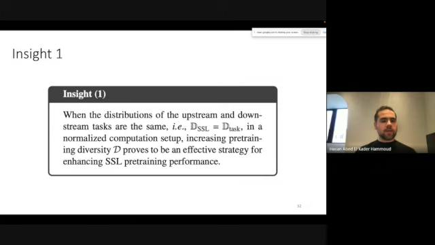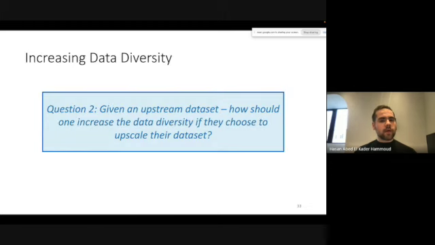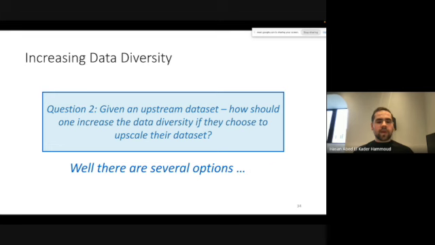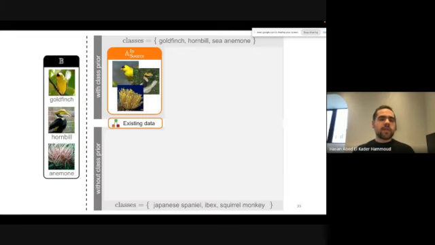But then you would get another question here, which is, okay, what happens if our upstream and downstream are unknown? We don't know what our upstream and downstream are, and we want to increase our data diversity, right? So I'm training for a task that I don't know yet. I will know the downstream in the future, and I want to increase the data diversity of my dataset. Again, we have several options here. Assuming that you know the upstream and downstream are the same distribution, then one option is, if you had goldfinch, hornbill, anemone as classes, then you would also augment with similar classes, either from an existing dataset that was previously curated.